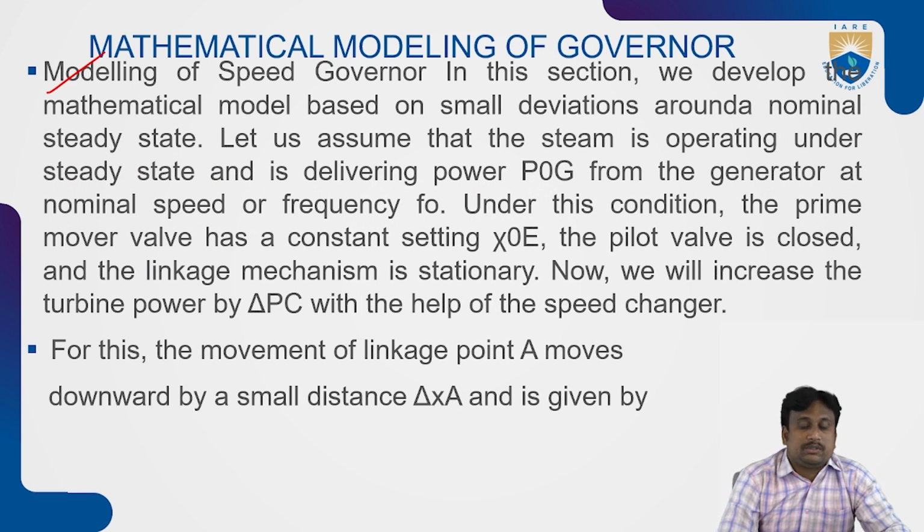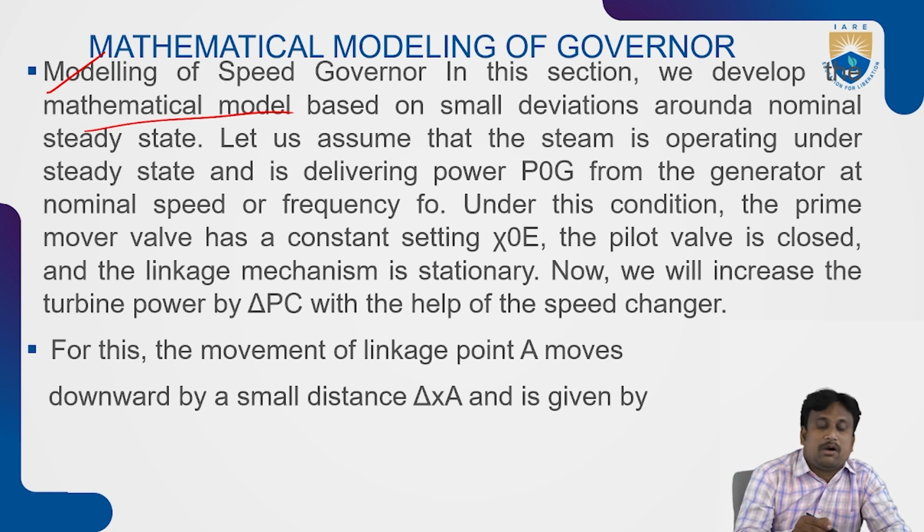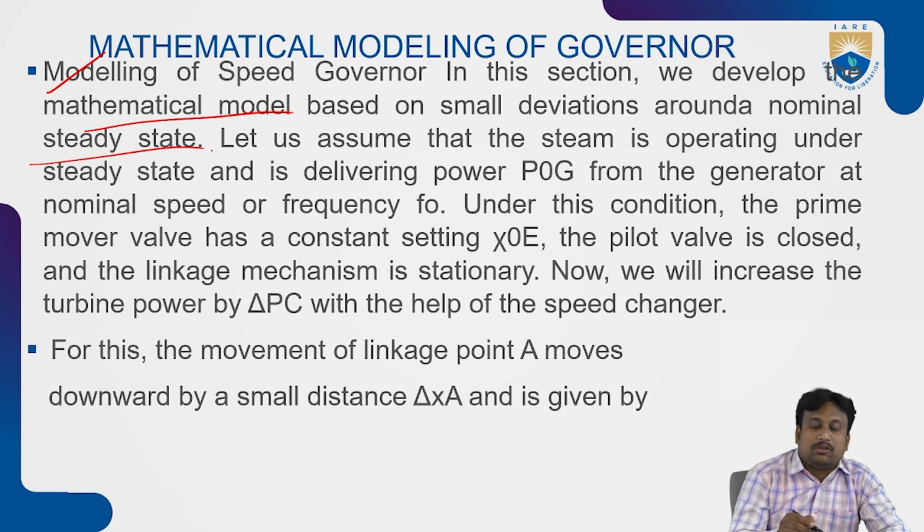So, modeling of the speed governor. In this analysis, we are going to develop the mathematical model based on some small deviations around a nominal steady state. So what does that mean?